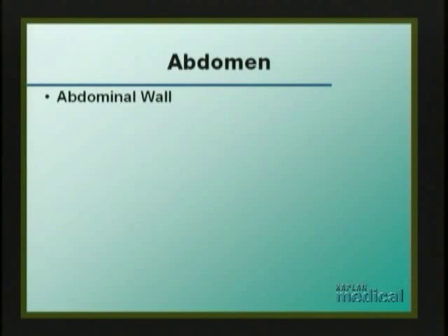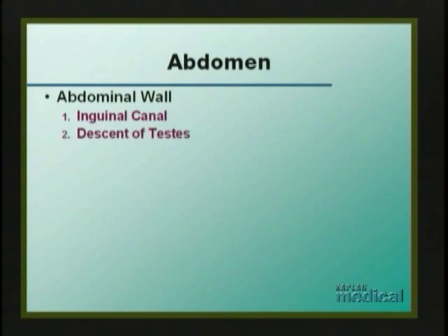We're going to continue our discussion now with the abdomen. And we will start our discussion of the abdomen by looking at the abdominal wall. And within the abdominal wall, we're going to pay particular attention to the inguinal canal, the descent of the testis in the male, and what the mechanisms are for inguinal hernias.